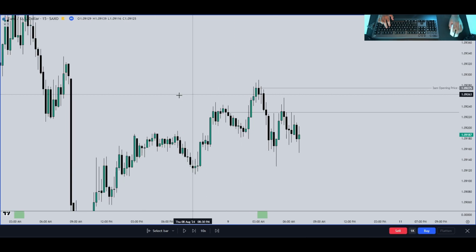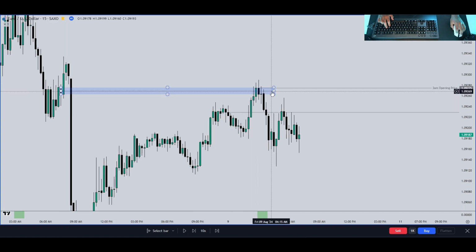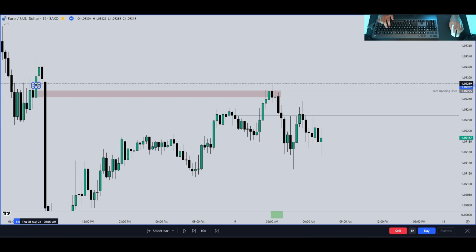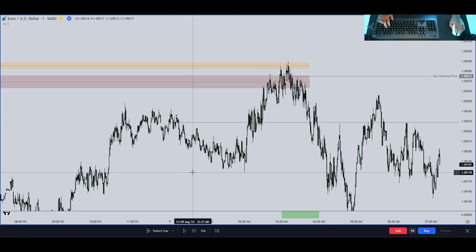In terms of this 15-minute chart, in terms of the PD arrays that I'd be looking for to see price interact, I do like this level here, as price could be reacting to this as an inverted order block. Couple that with an inverted fair value gap as well. And here we are on the 1-minute chart.